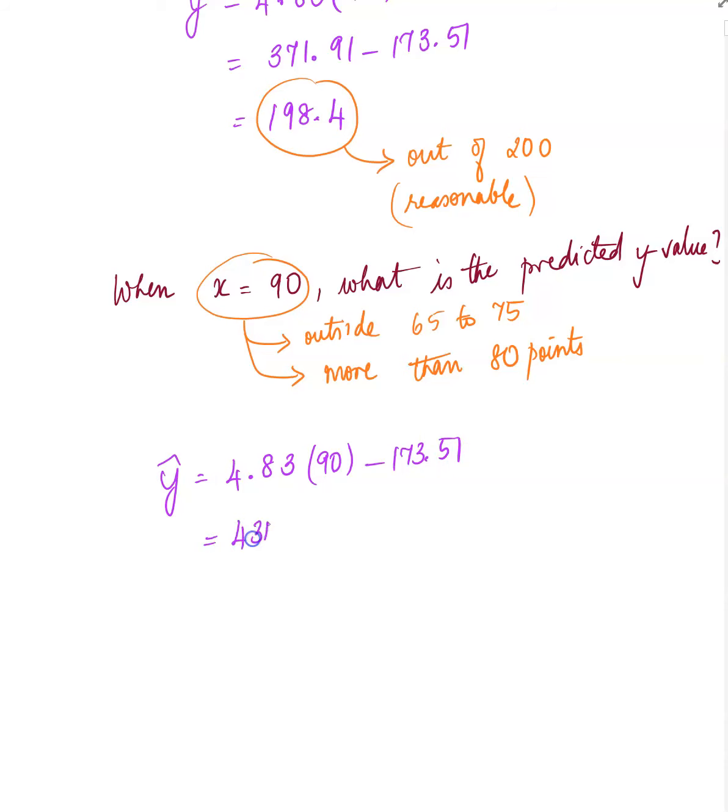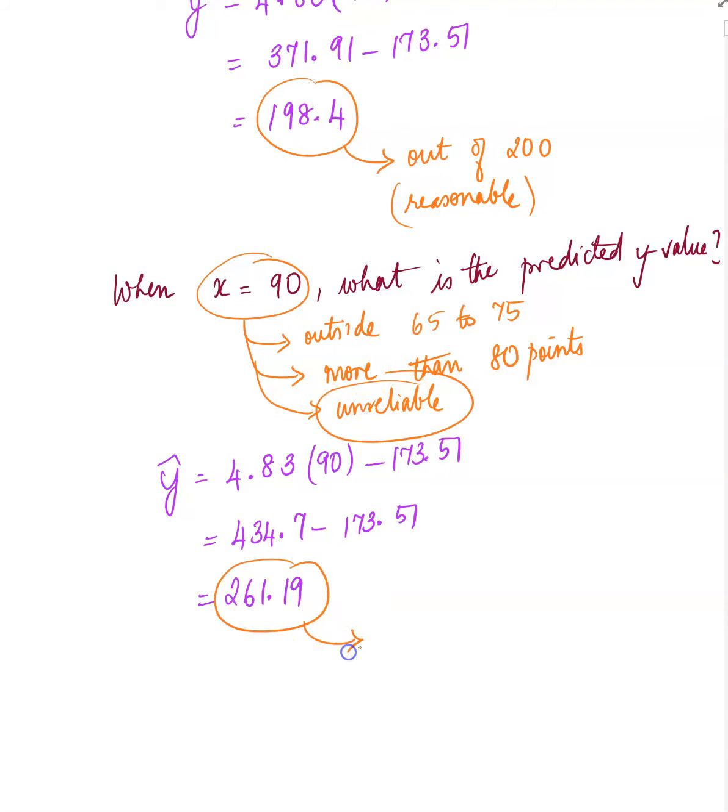It was 434.7 minus 173.51, and the answer is 261.19. So first of all, you started with something that's unreliable. Let me write that there. Unreliable. And then you got an output that was unreasonable, because this has to be out of 200 points, and you're getting 261.19 points.